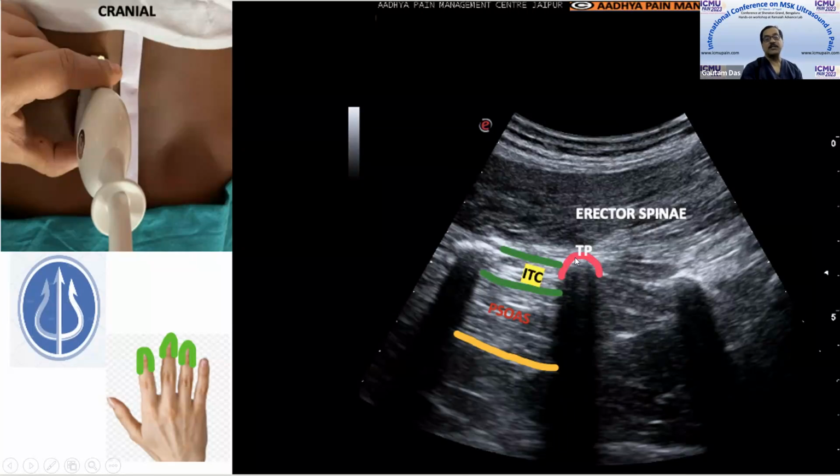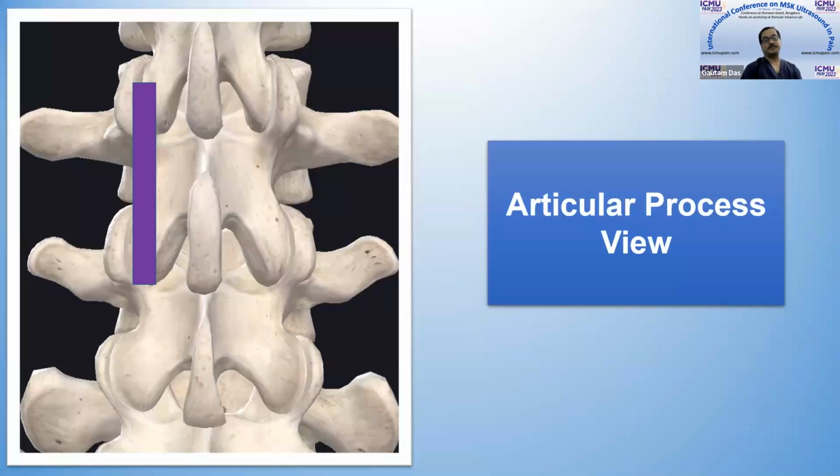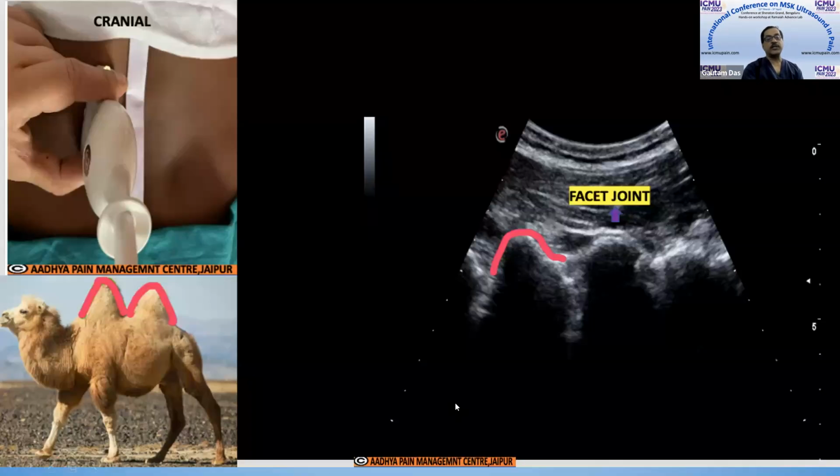But these projections, the acoustic shadow through the psoas muscles will be telling you that your probe is now oriented in the sagittal view over the transverse process. Then when you move the probe a little bit more medially, this is called the articular process view. It is also called the camel's hump view, because this is the articular process and it looks like a camel's hump.